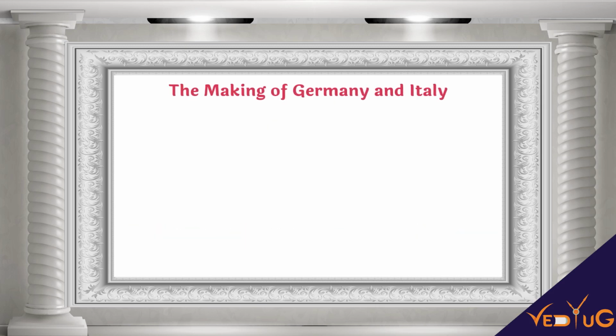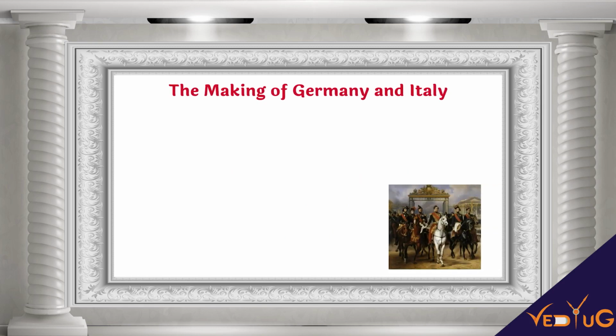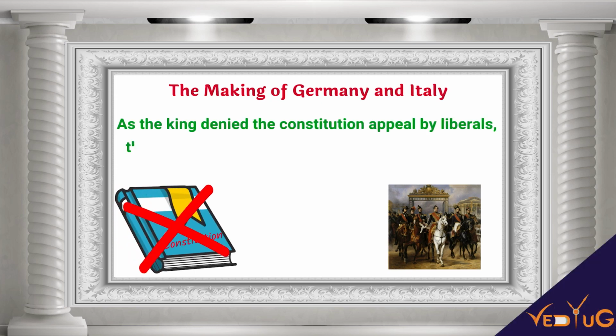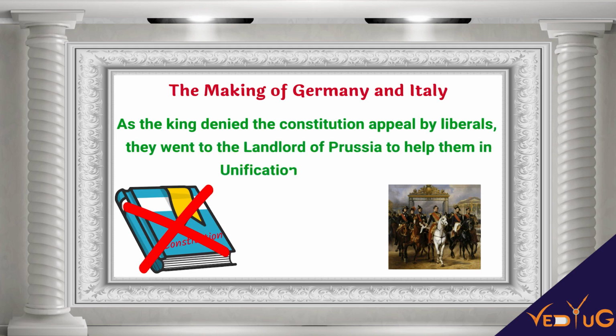So let's start with Germany. We have seen that conservatives were playing the role of villain in our story. But now this negative character plays an important role in spreading nationalism in Europe. As conservatives noticed that if they supported liberals, then their opportunity would get doubled. So now what happened was that liberals demanded a constitution, but the king denied this demand. So these people went to the landlords of Prussia and asked them for help. And asked them for what? Help in the unification of Germany.